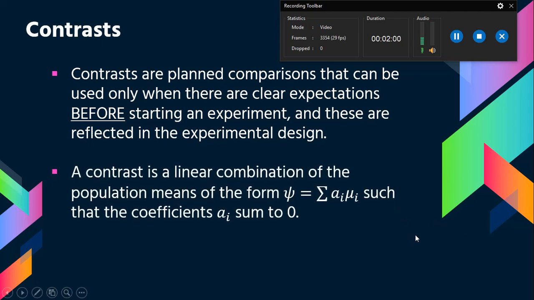All right, so basically a contrast is a linear combination, and we're going to set some linear models up in a few minutes. It's going to represent the population mean. This is the Greek letter psi, P-S-I. To calculate this, we would take the sum of a sub i, which will represent some coefficients that you're going to assign, times their mean. When you set these coefficients up, they have to sum to 0.